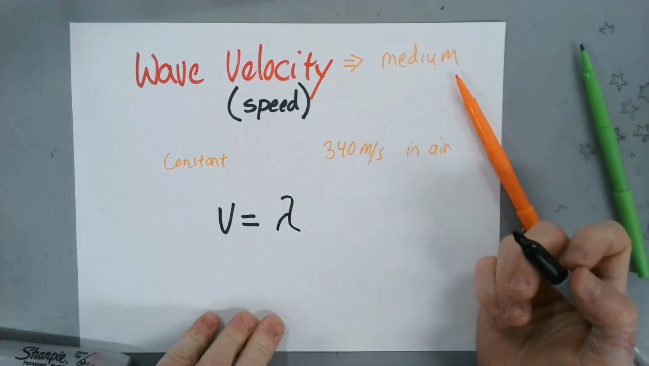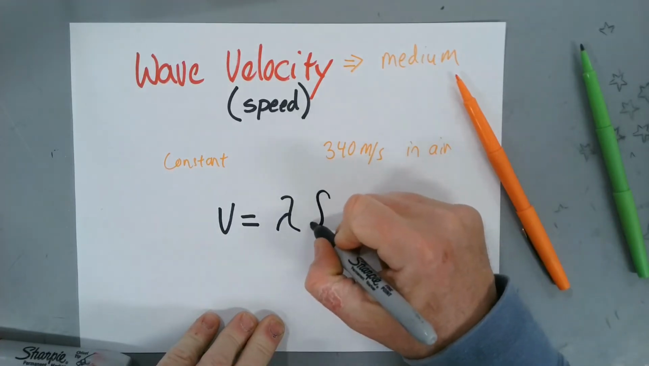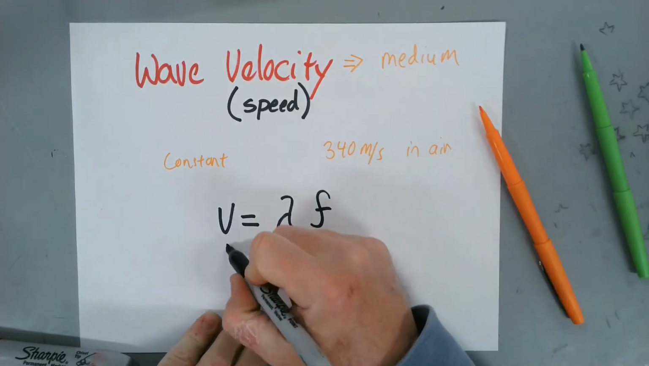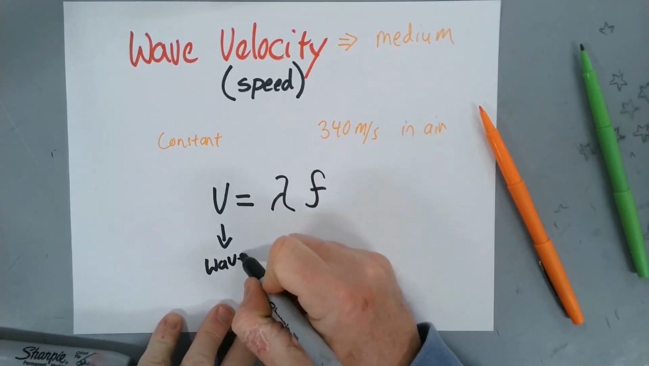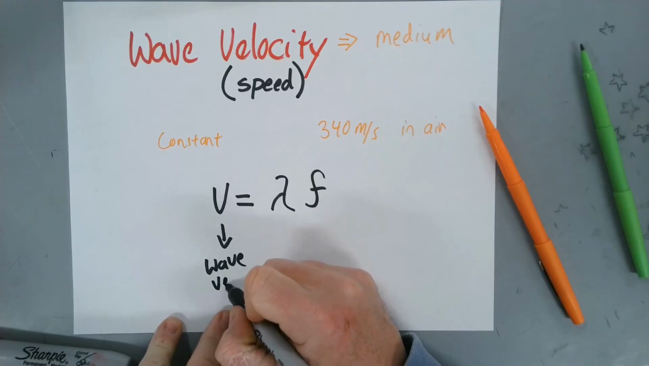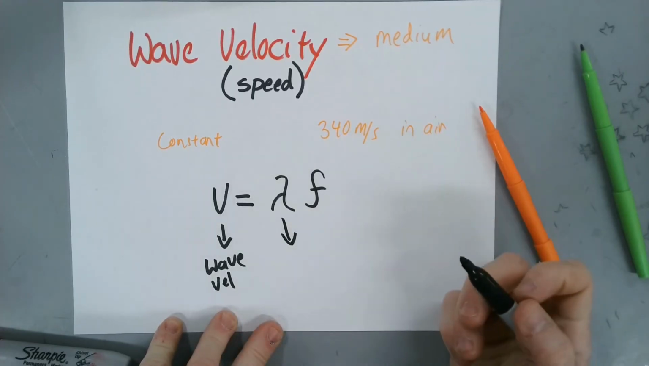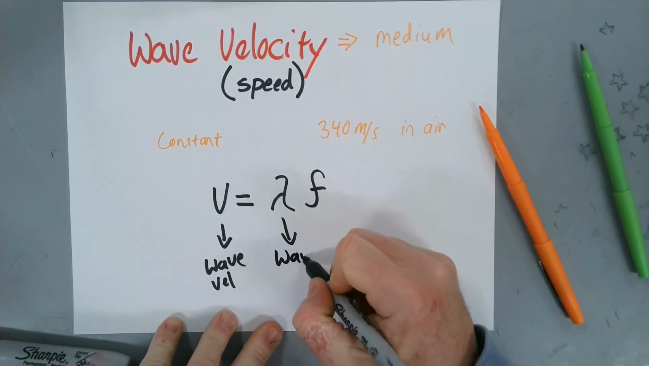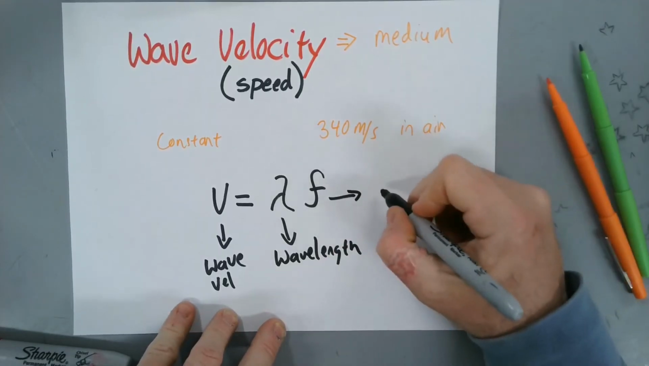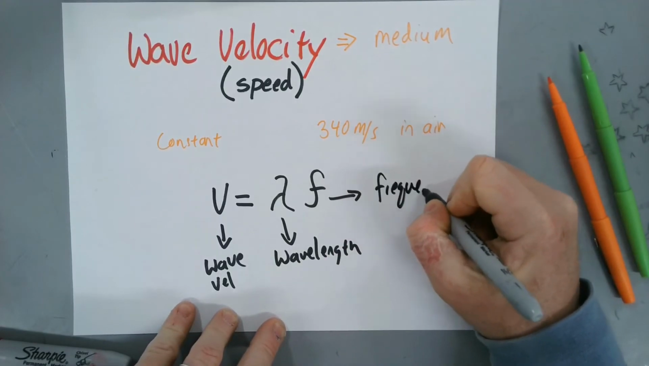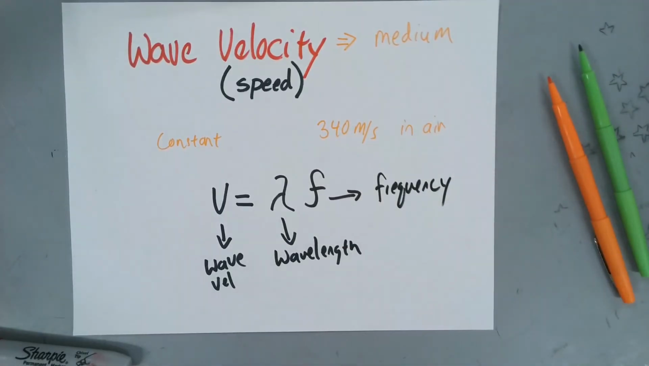This is the Greek letter lambda. That's f. This is wave velocity, or speed, if you will. This letter represents the wavelength of the wave, and this is the frequency of the wave in whatever medium it is traveling in.